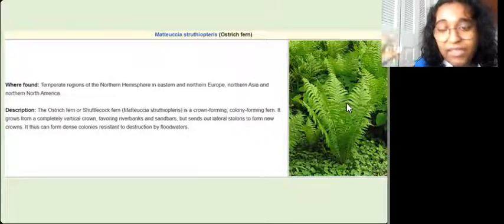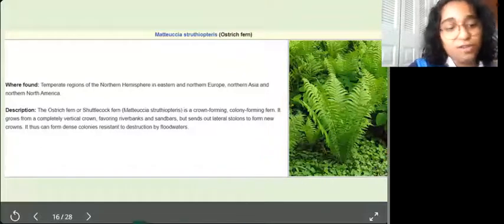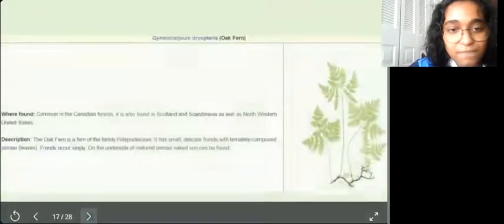So it grows where there is more water. So that is why it is found in the northern sides.